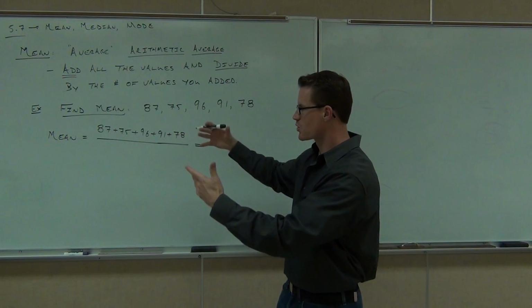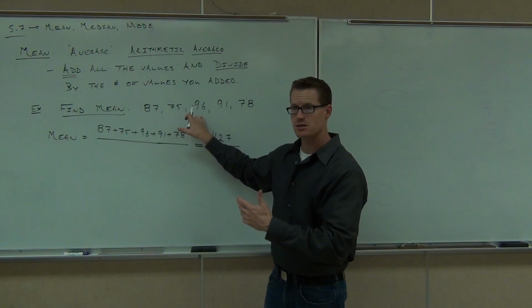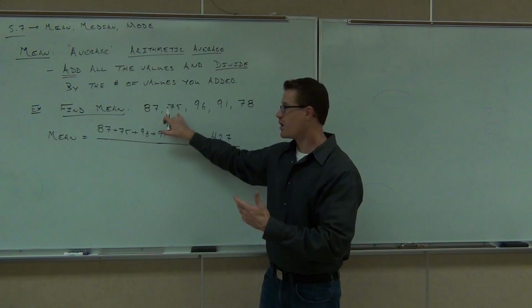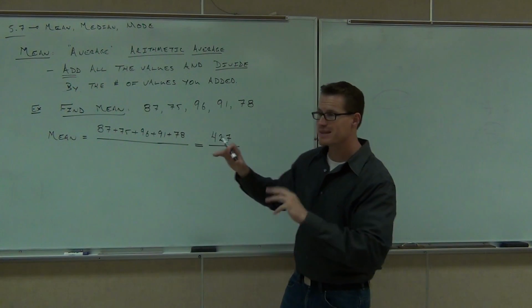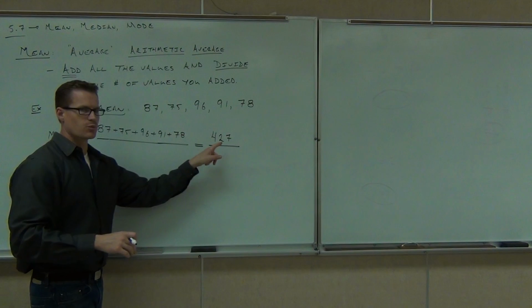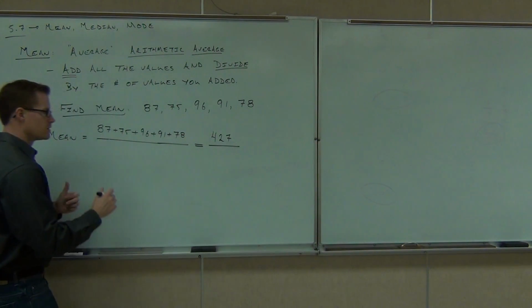So we should get a score that's right in between these numbers. Should it be over 96? Definitely not. Should it be under 75? No, I'm thinking if I have to estimate, somewhere probably in the 80s. That's what I'm guessing. Probably an average in the 80s. But we're getting 427. What do we still have to do? Divide. Why 5? 854.